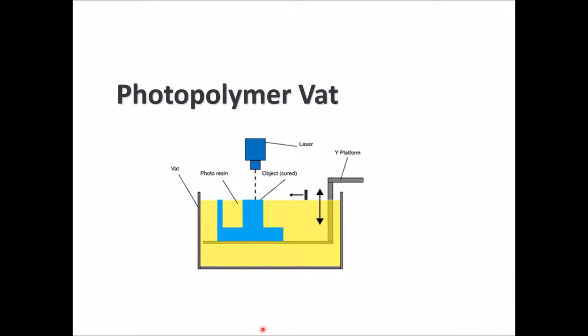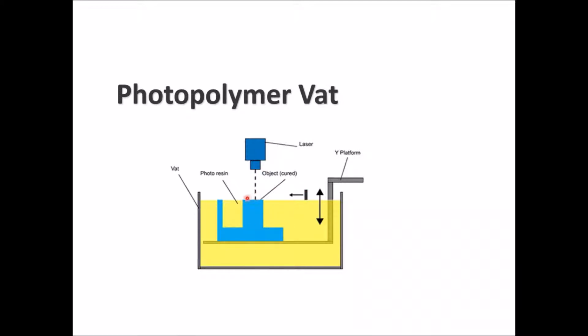So you can see here an illustration of the photopolymer vat process. You have the laser up here, you have the cured object, you have the photoresin liquid in here, and the vat is in here. Then here you have your Z platform, which raises and lowers the product as needed.